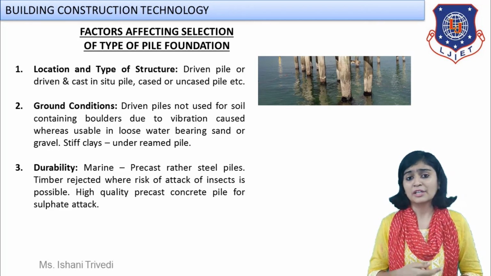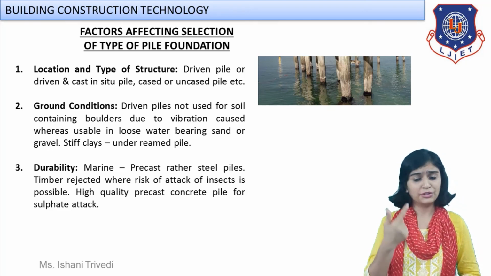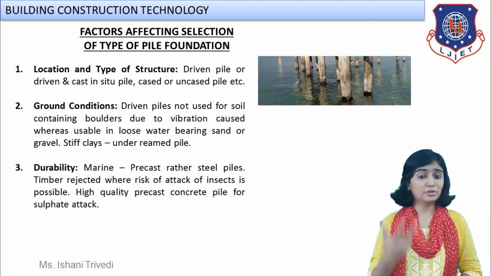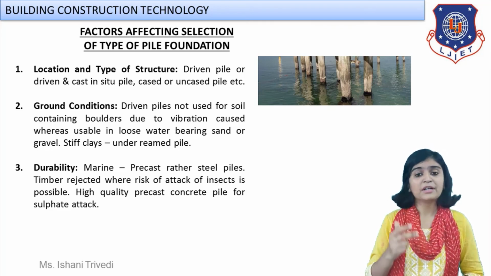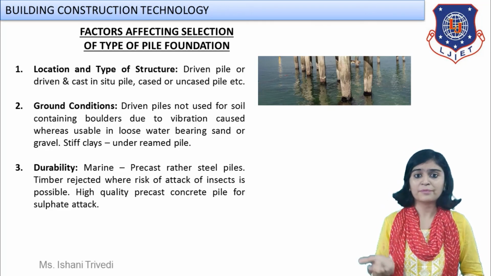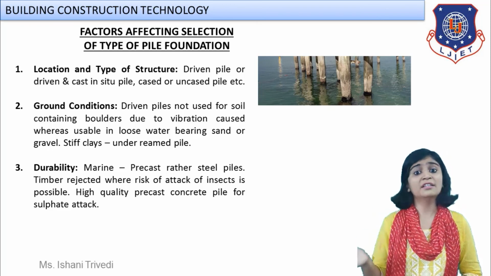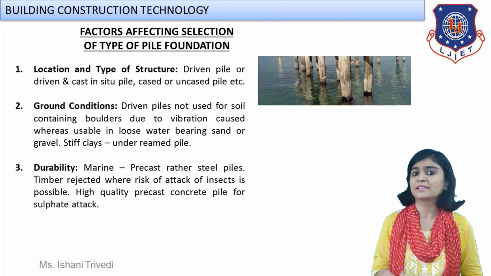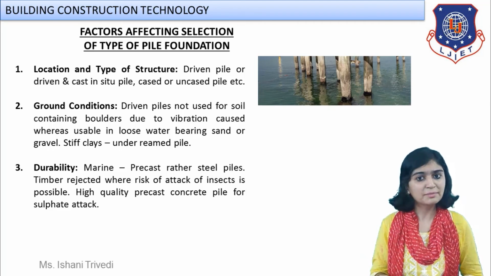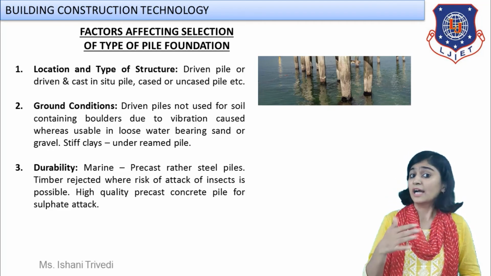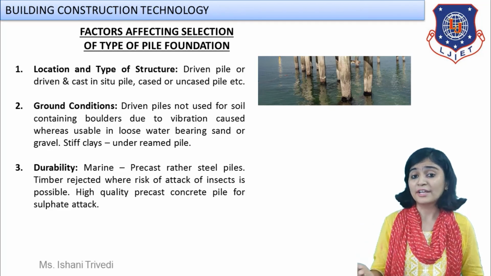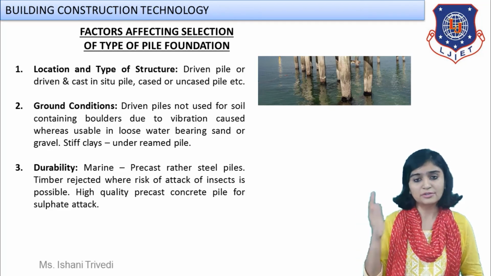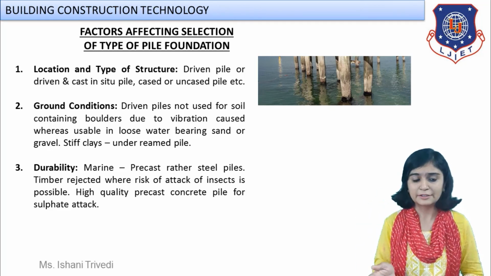Ground conditions. If you have a waterlogged area, compressible soil, soft clay soil, or black cotton soil, then under-reamed pile foundation is suitable. If you have normal ground conditions, then any kind of end bearing or friction pile can be used. I am talking about the type of pile foundation. It is going to be covered, so just remember that I have said these things.